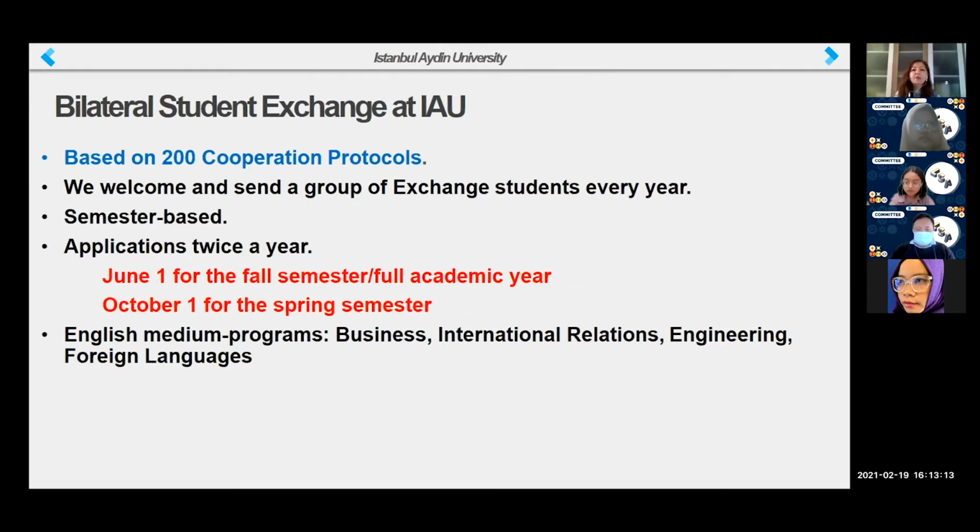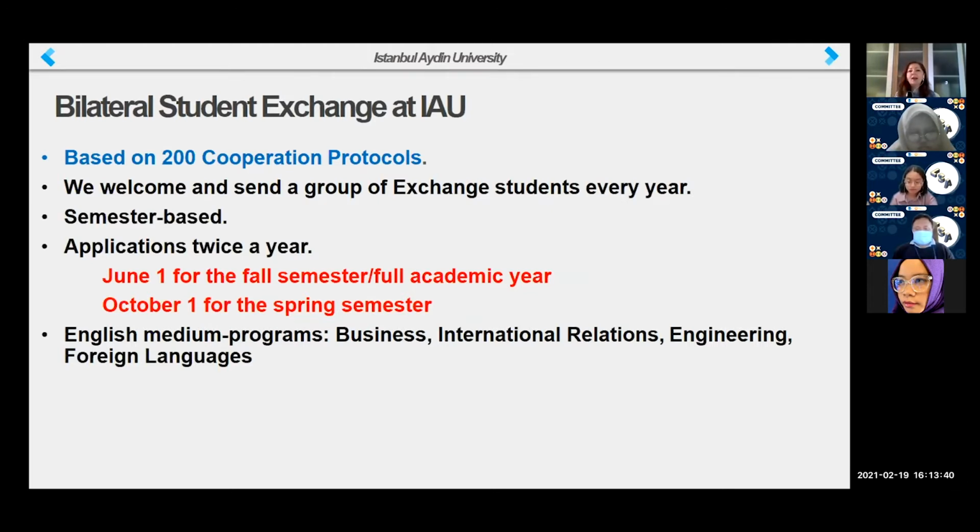The bilateral student exchange program is based on about 200 cooperation protocols that we have, and we welcome and send a group of exchange students every year. This is a semester-based program, and we accept applications twice a year, for the fall semester and for the spring semester. It is possible to come for one full year.